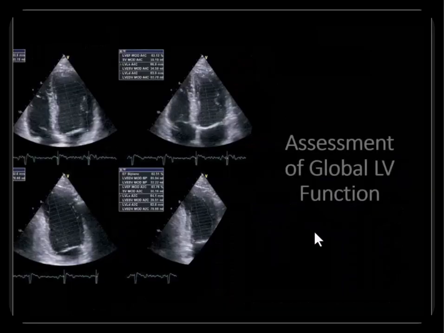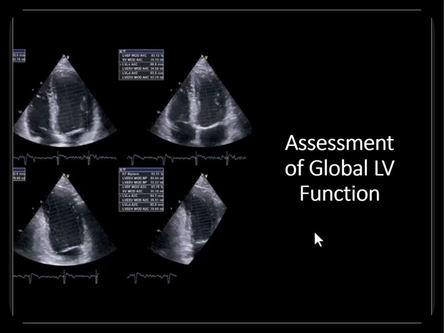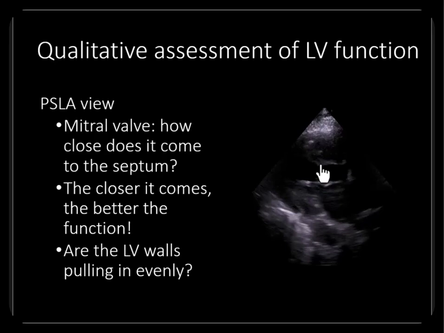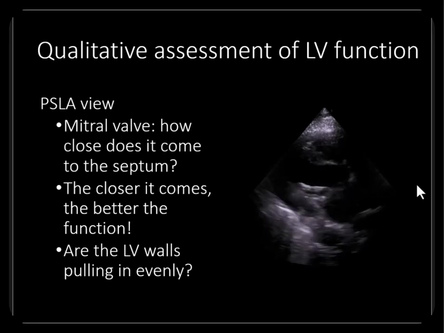Right now, we're going to shift gears and go into assessment of global left ventricular function. To begin with, we're going to start with a qualitative assessment of LV function, and that's simply looking at the LV to determine, does the mitral valve anterior leaflet tip come and touch the septum? If it comes very close and touches the septum, then this is consistent with good left ventricular systolic function.